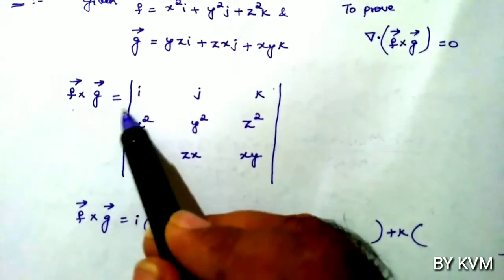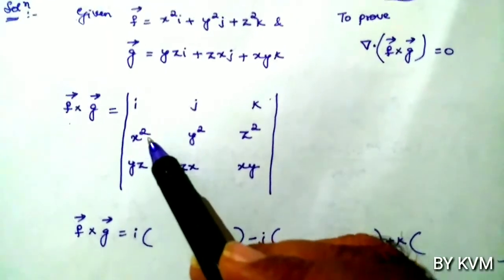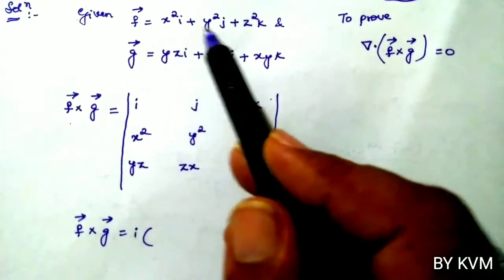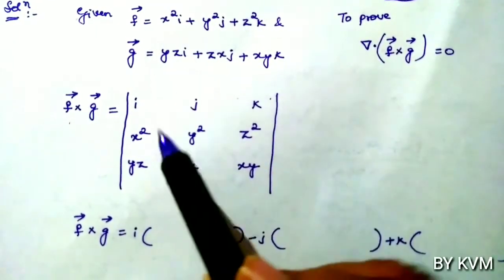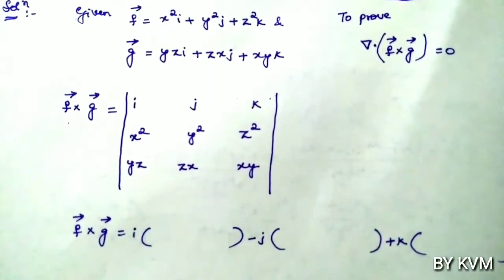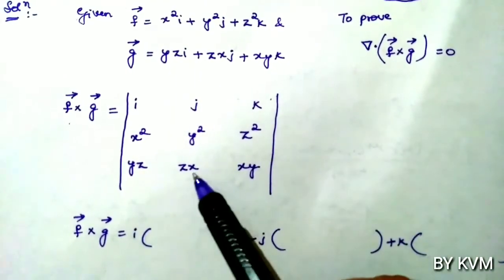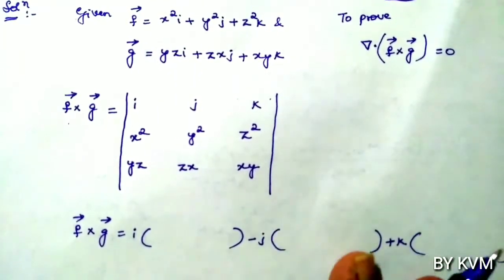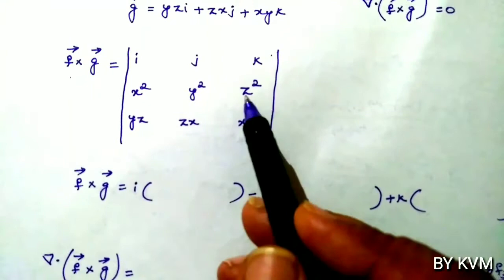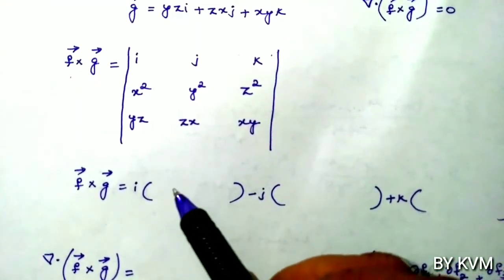Vector f cross vector g equals the determinant: first row i, j, k; second row the coefficients of i, j and k in vector f, that is x², y², z²; then the third row the coefficients of i, j and k in the second vector, vector g, so yz, zx and xy. Now expand this determinant to find the cross product of the two vectors.